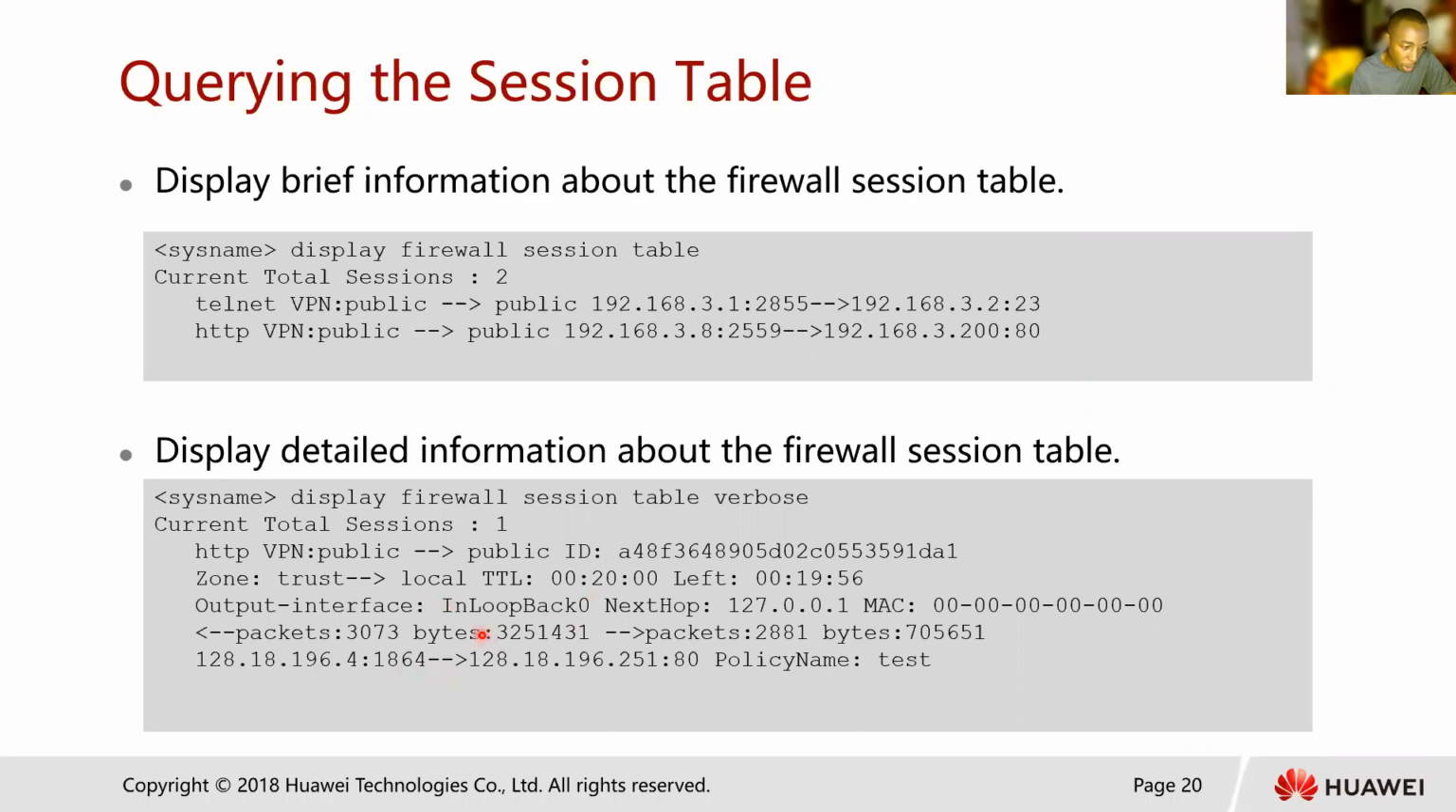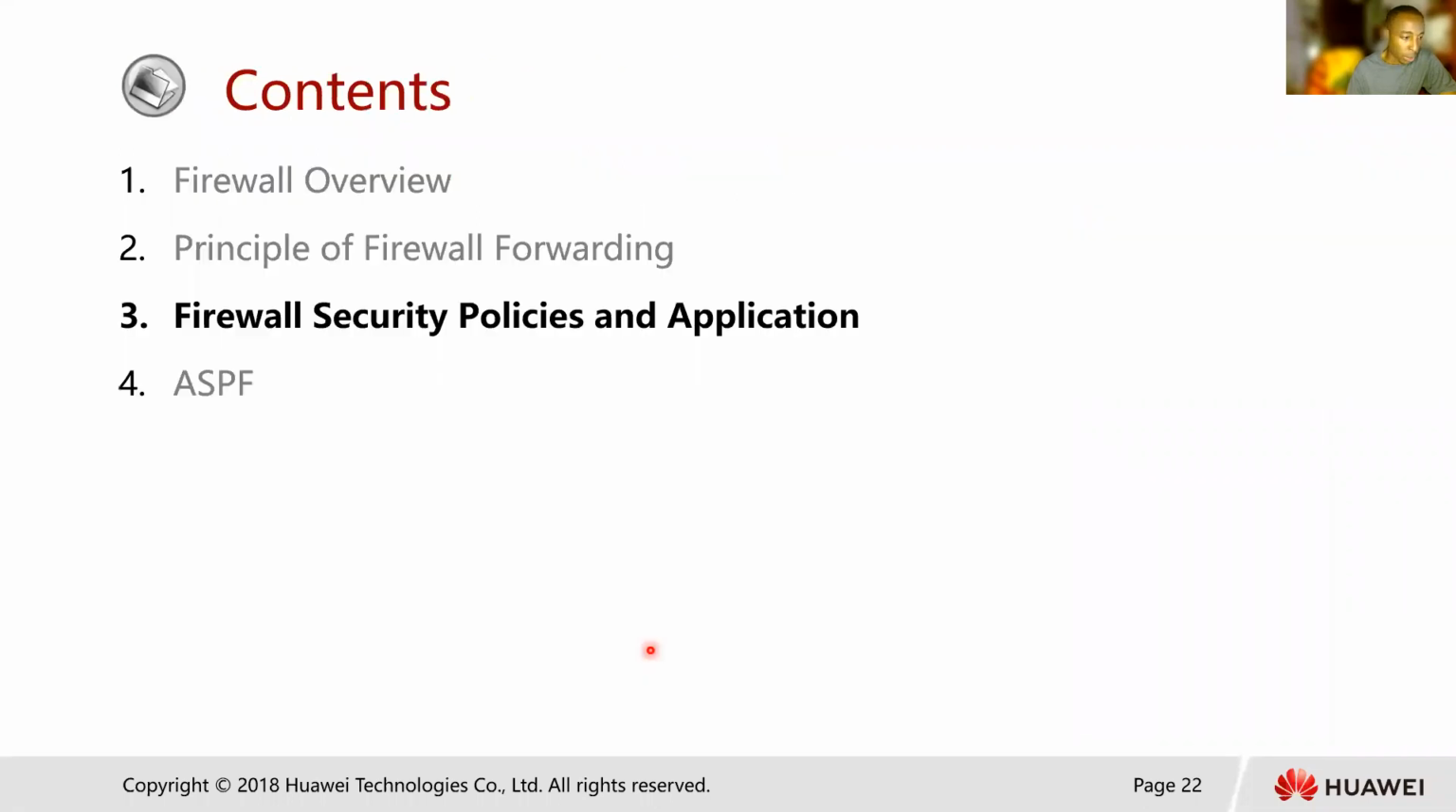So this one is an outbound interface I'm seeing here. The left is the time left for the TTL of the session, time to live. Current total sessions, I can see that one was there. And it even gives you the direction. For example, you can see VPN instance name and direction, source to destination, public to public. Yeah. So you get to understand some of the firewall security policies and application.